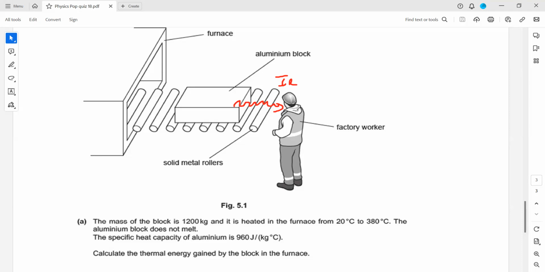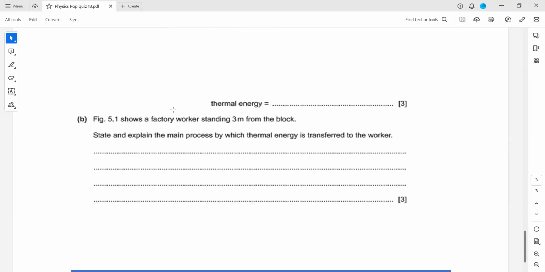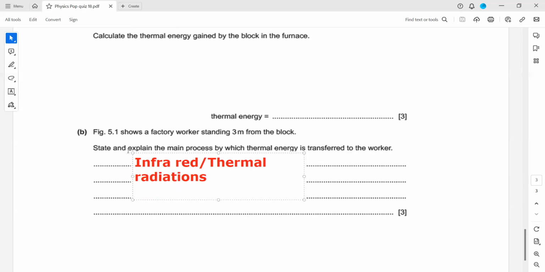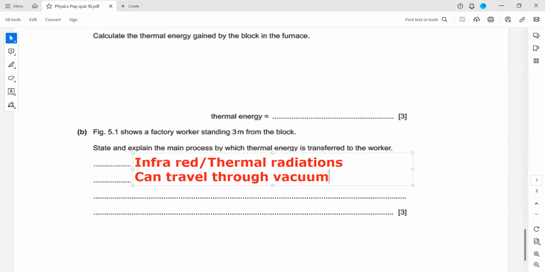You just have to explain here the part. So state and explain the main process by which thermal energy is transferred. So the main process by which thermal energy is transferred is by infrared radiation, or you can also say thermal radiation. And because this thermal radiation can travel through vacuum, it does not require a medium. If any solid, liquid, or a gas, it does not require any medium. Without a medium, it can travel.